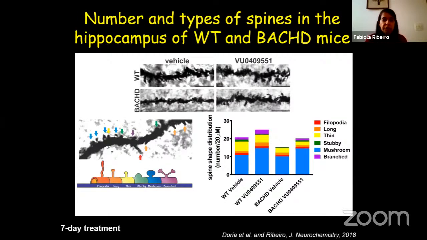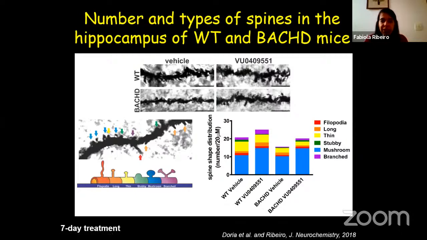And here is an example of a dendrite of a wild type and BACHD mice treated with vehicle. And we can already observe that there is a decrease in the number of spines in BACHD mice. And here is after we treat these mice with VU0509551, which is a positive allosteric modulator of mGluR5. And this is only a seven-day treatment.